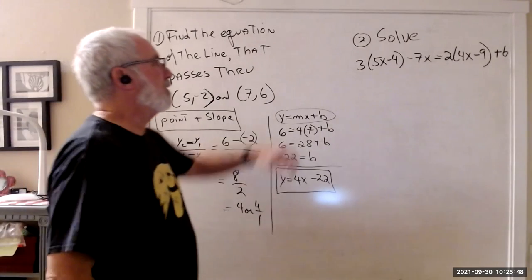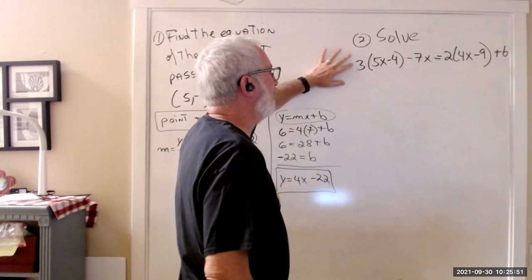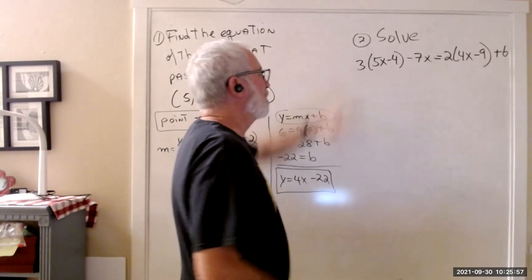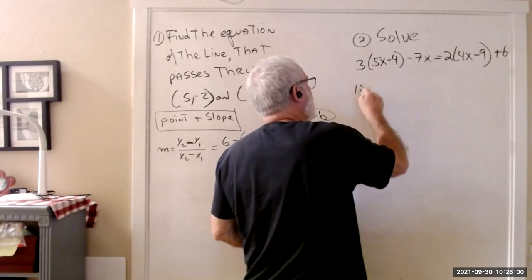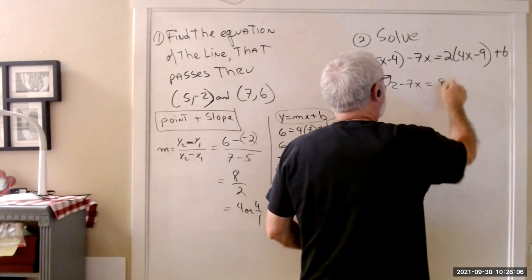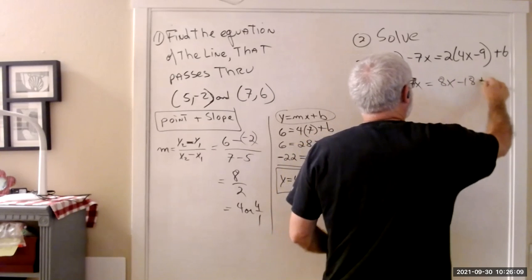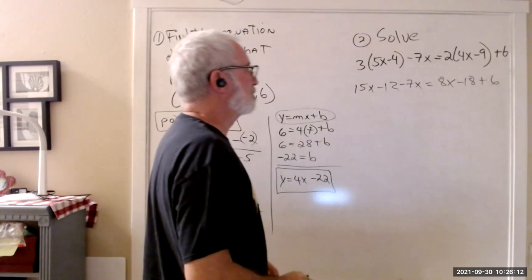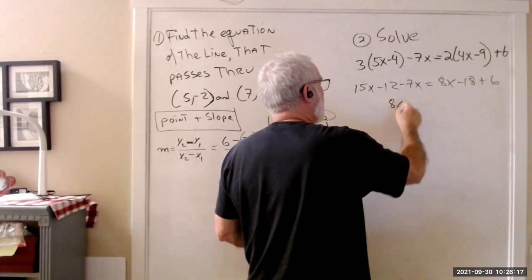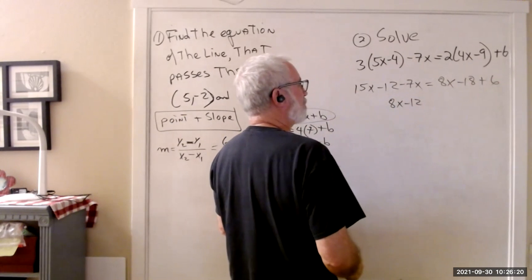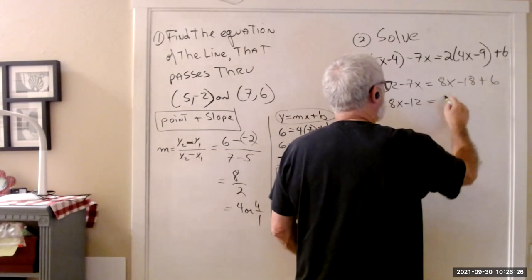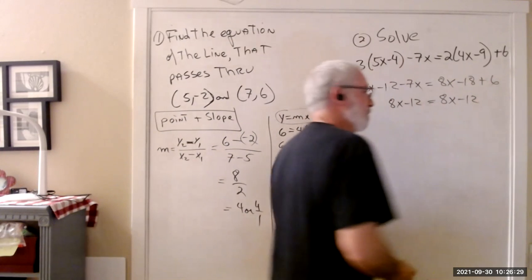Okay, moving on to this one. Solve this. Well, first step almost always is get rid of parentheses if you can. So we're going to distribute. So we have 15x minus 12 minus 7x equals 8x minus 18 plus 6. Combine like terms on each side. So this side becomes 8x minus 12. 15 take away 7 is 8x minus 12. This also becomes 8x minus 12.